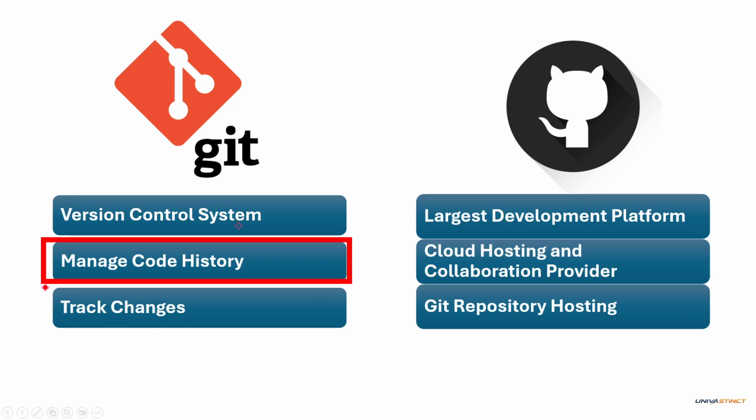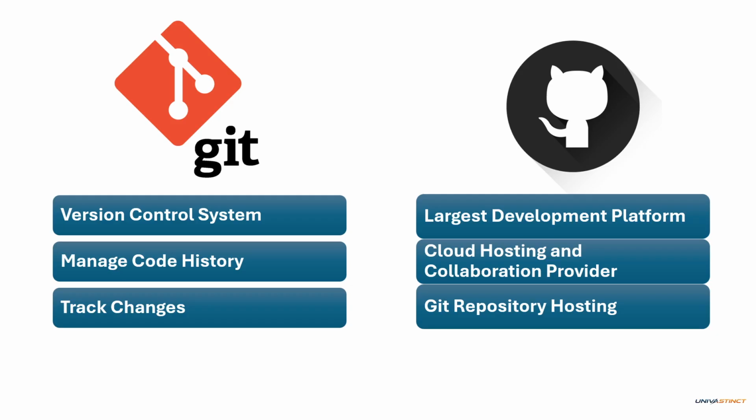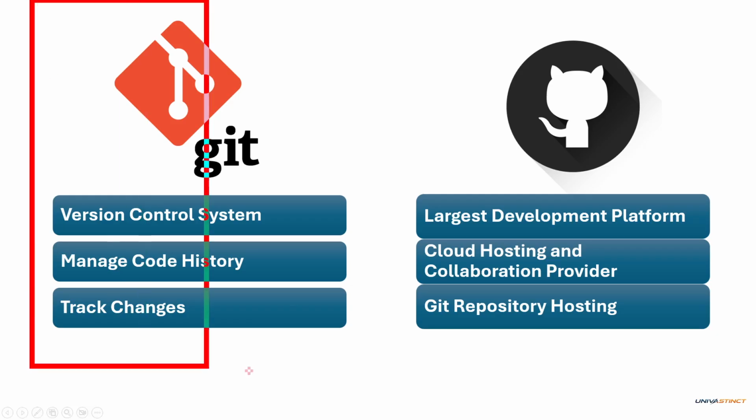And we also have this one called track changes. Git allows you to track changes in your file. It allows you to see all the new changes and the old changes, right? It also allows you to collaborate with other people as well. That's by using GitHub. Anyway, we're only focusing on Git in this case.